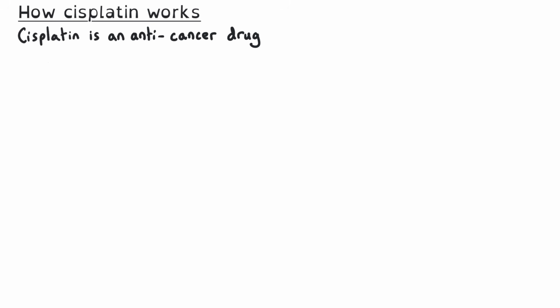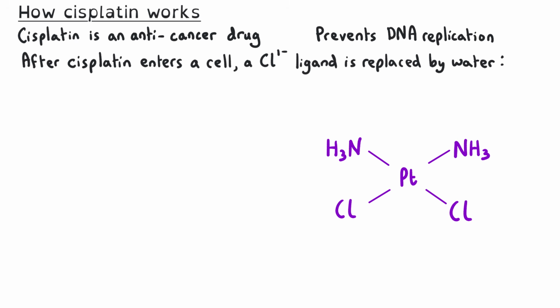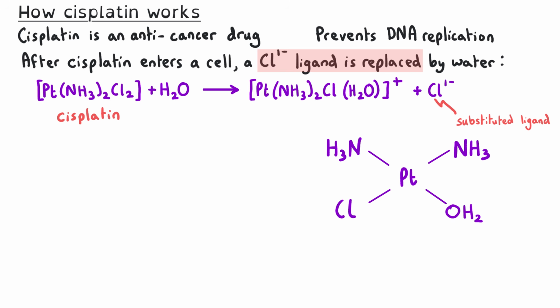Cisplatin is an anti-cancer drug, and it works by preventing DNA replication. This is a molecule of cisplatin here, and you can tell it's the cis stereoisomer because the 2 chloride ligands are next to each other. After cisplatin enters a cell, a chloride ligand is replaced by a water ligand, and this is an equation for it here. You can see that there are 2 chloride ligands in the first complex, and afterwards one of them gets substituted out and replaced with water.